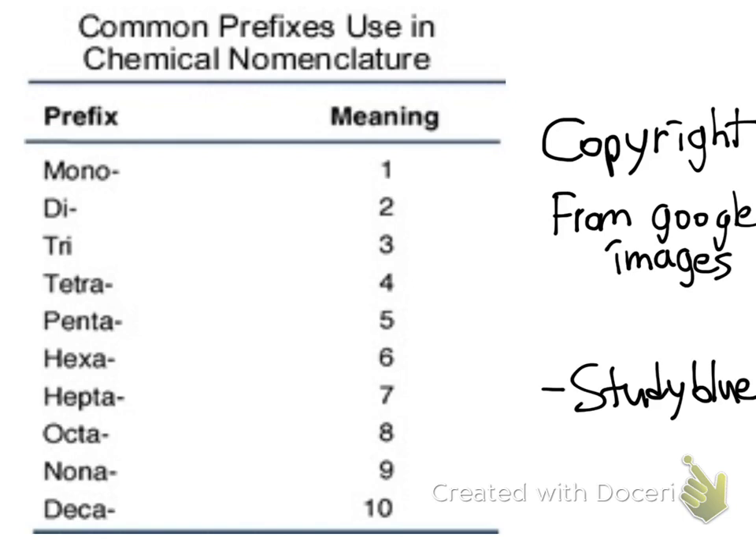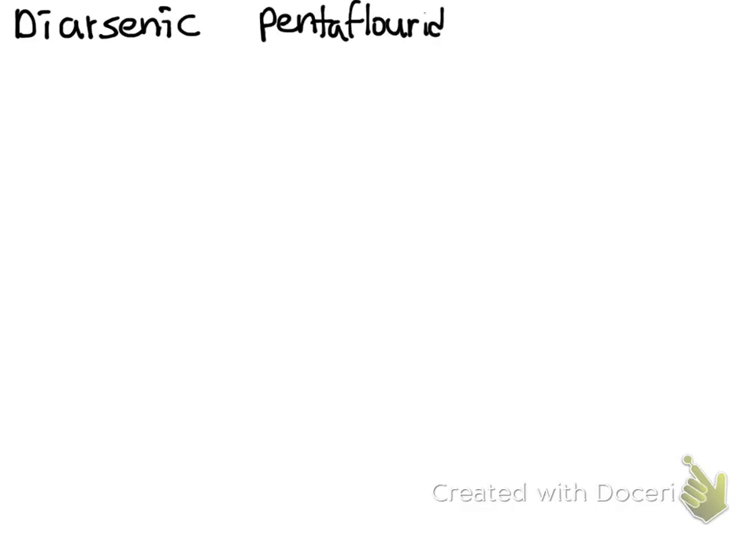So these prefixes will be used in the names of the covalent compounds to show how many of each atom there is in the compound so that we can write the formula. So the first one we will write the formula for is diarsenic pentafluoride.